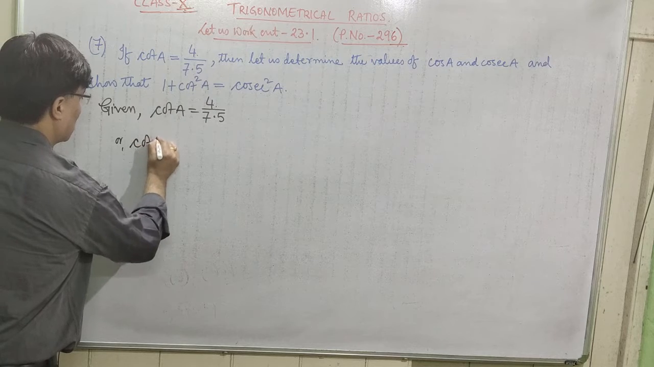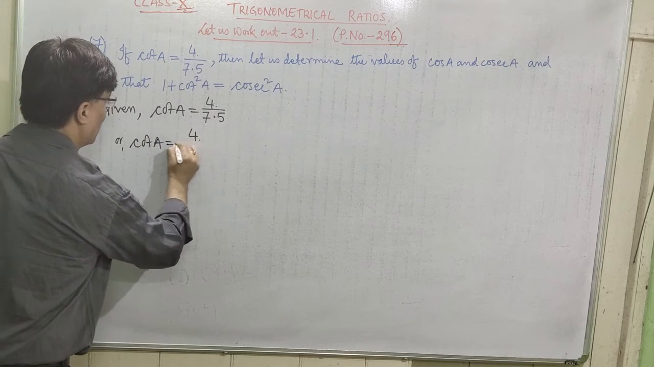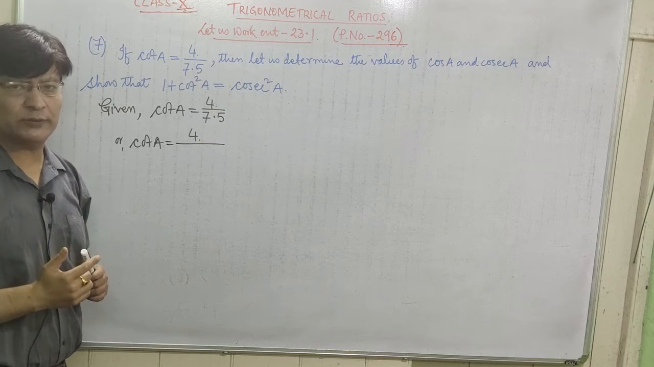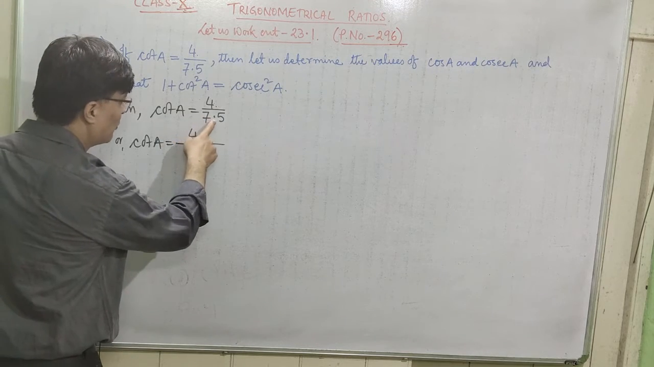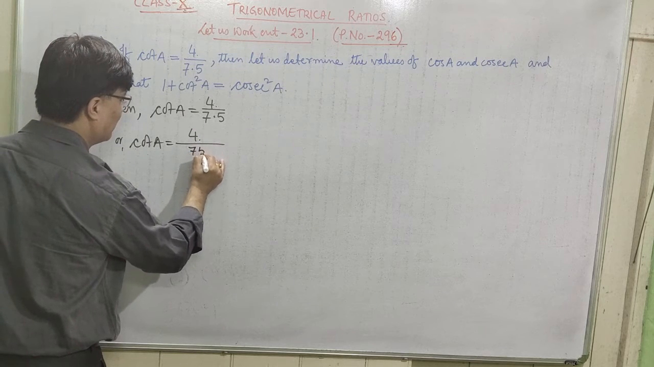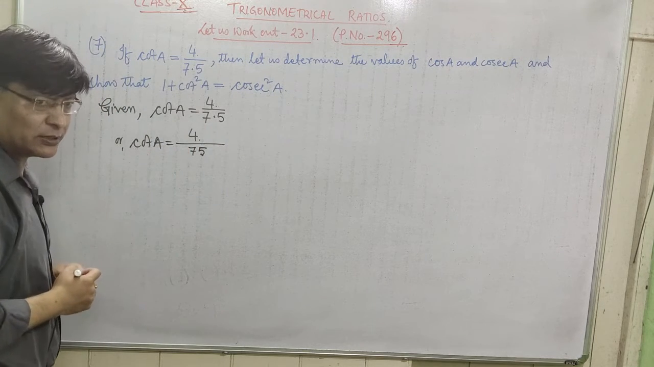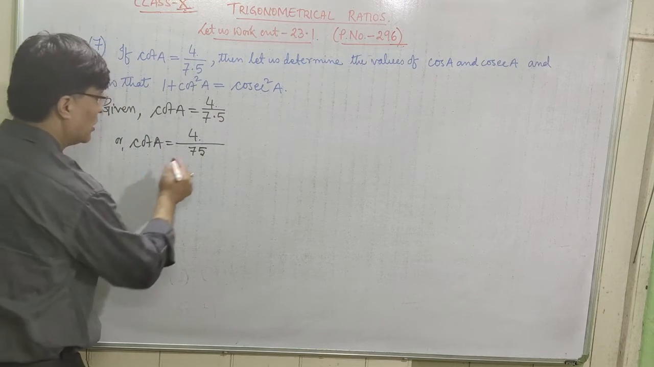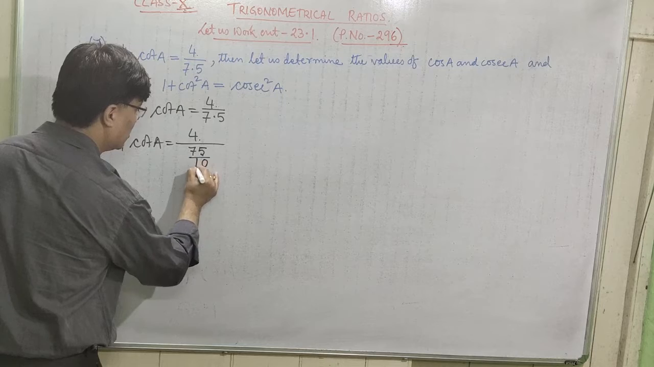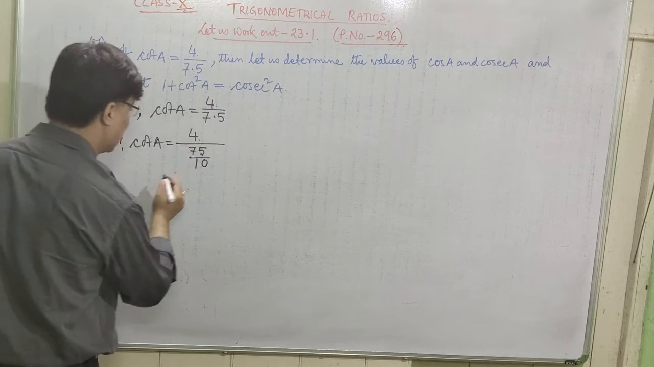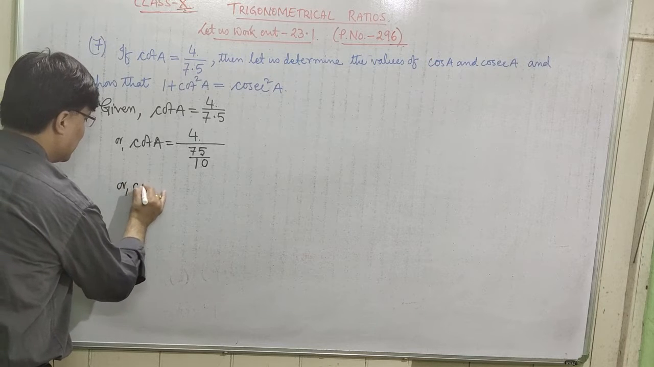Now this is cot A is equal to 4 upon 7.5. So how can you write down 7.5 in terms of a fraction? After the decimal point there is one figure. So let us write 75 without the decimal point. After the decimal point there is one figure, so you have to write 10, which is 1 followed by a zero. This is 75 by 10. So let us simplify it.